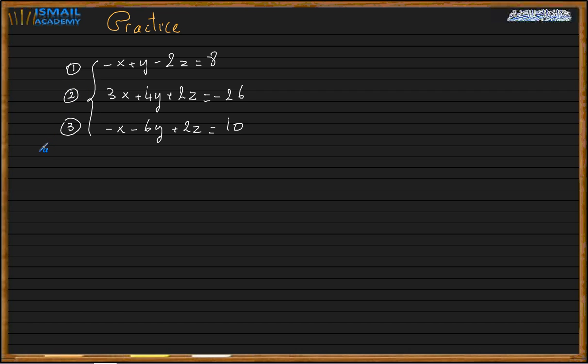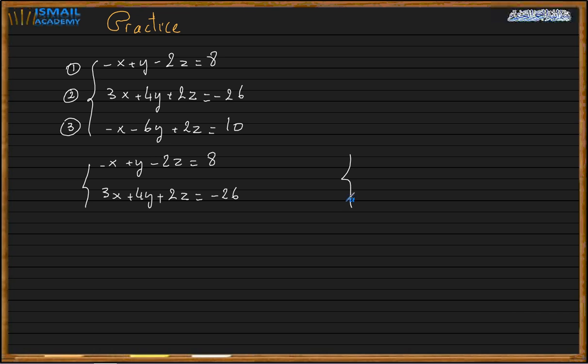Now I'm going to pick a combination of 2 by 2. Either I pick the first and the second, or the second and the third. The choice is mine, but always choose the easiest one. For example, I could pick the first and the third, or the second and the third, or the second and the first. It doesn't matter which combination I pick, but I just need to pick two distinct combinations. So I will pick the first and the second: minus x plus y minus 2z equals 8, and 3x plus 4y plus 2z equals minus 26.